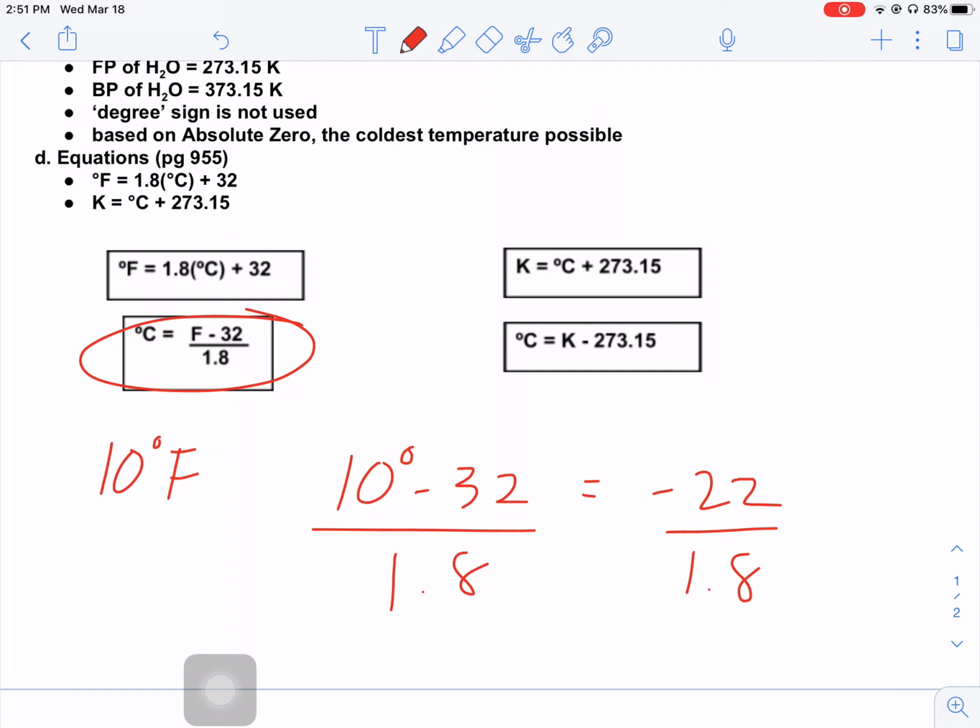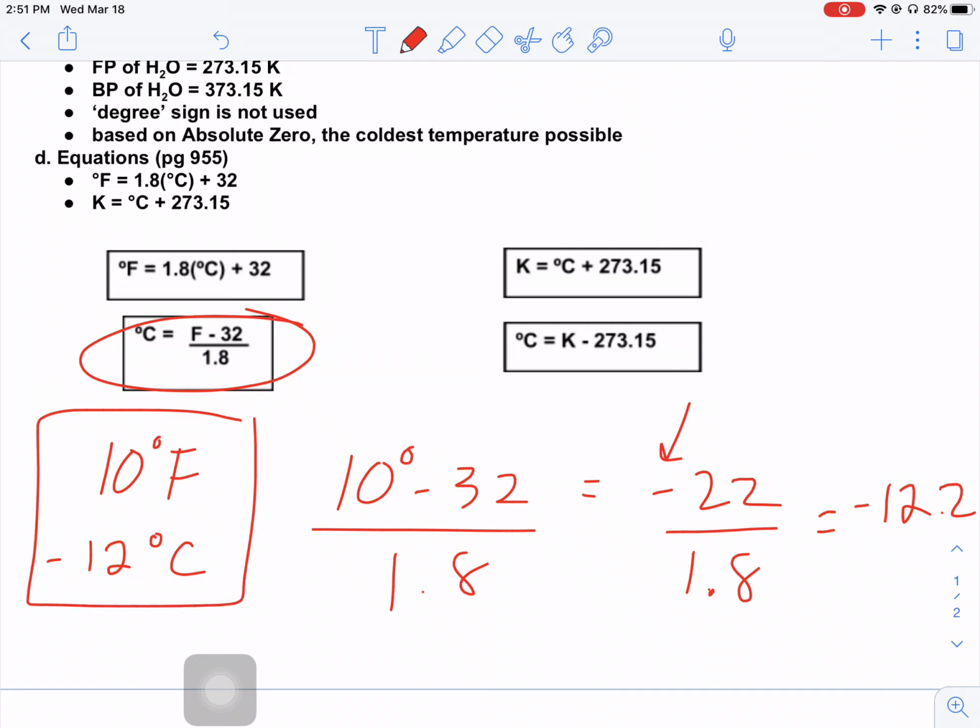is 12.2 repeating. So we also have to consider that there is a negative symbol. So if you want to convert 10 degrees Fahrenheit to Celsius, you actually end up with a negative number on top divided by 1.8, which gives us negative 12.2. I'm just going to call it negative 12 degrees Celsius. So that is my first calculation from Fahrenheit to Celsius.